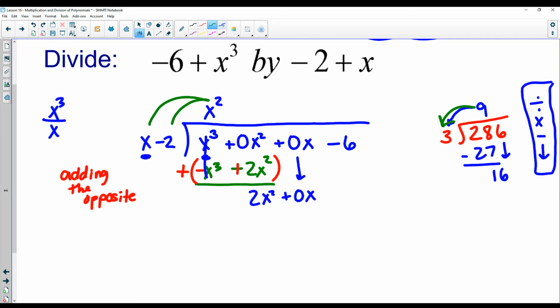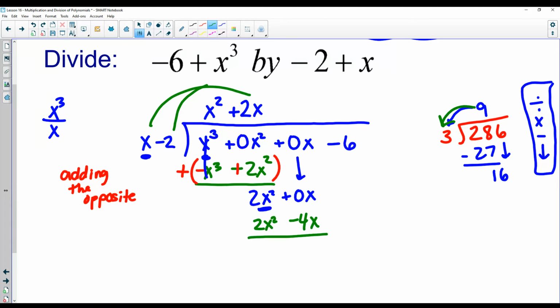Okay, here we go. So what's doing the dividing? The x, and that's going to go into what? Just the first term of what's left over. It's 2x squared. Okay, so we say x goes into 2x squared how many times? And write it above. So plus 2x. Okay, and now we what? Multiply. So we divided, we multiply by both terms in the divisor. So here we go, 2x times x for 2x squared, and then 2x times negative 2, negative 4x.